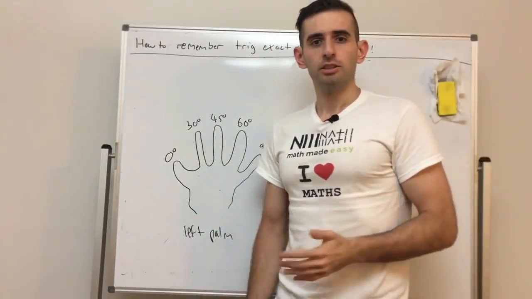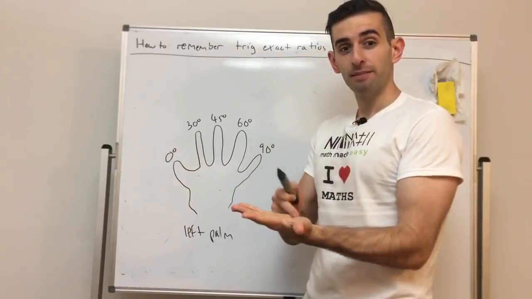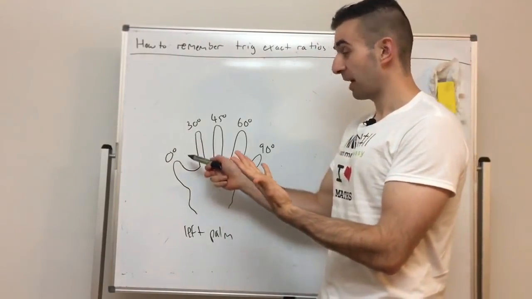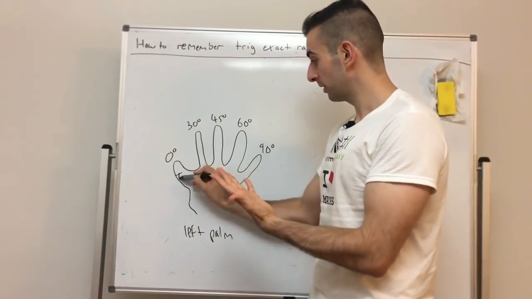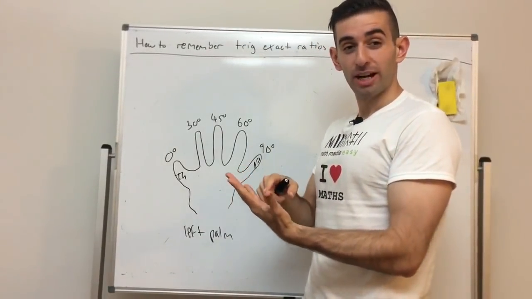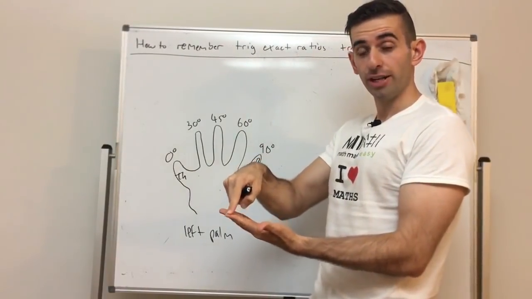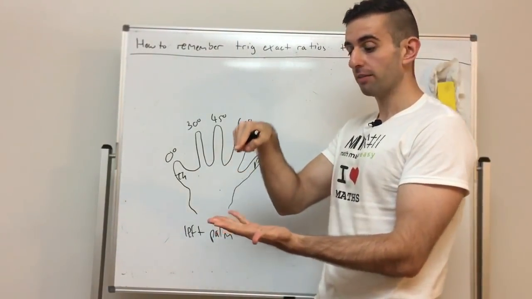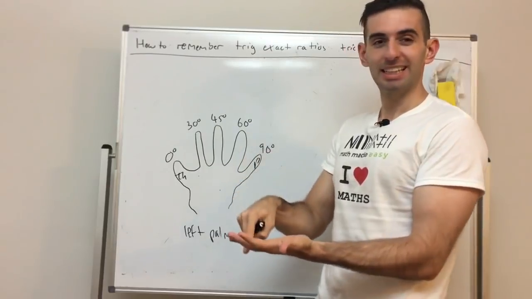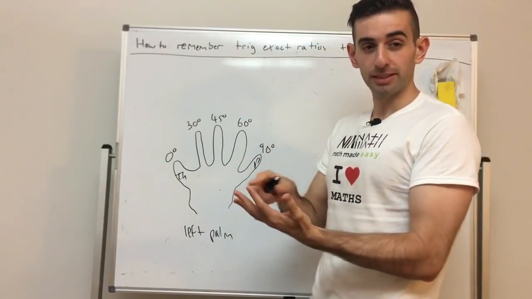Okay everyone, so here's how this trick's going to work. We're going to get our left hand, palm facing us. This is the thumb, and this is the pinky finger. The thumb is 0 degrees, the index is 30, middle is 45, ring is 60, and pinky is 90 degrees. So those are the fixed angles for each of those fingers.